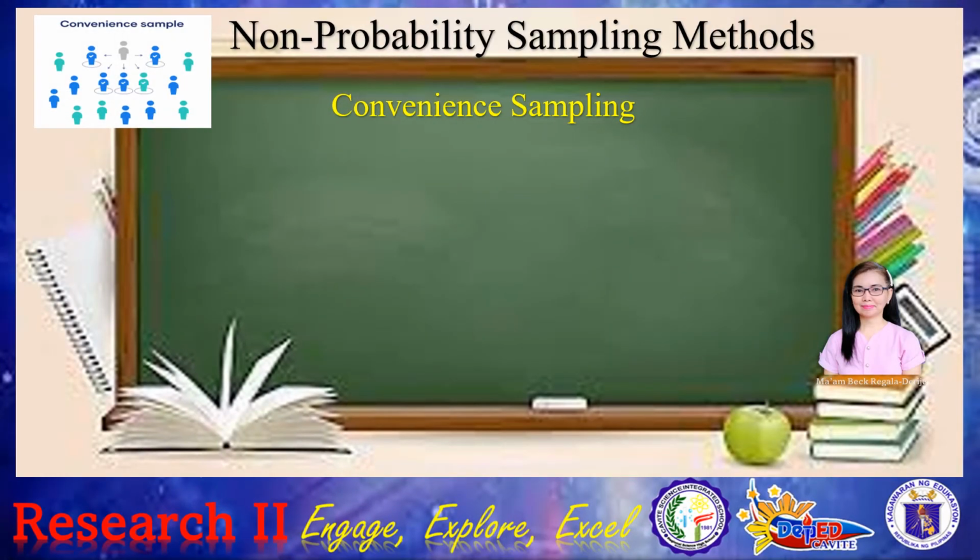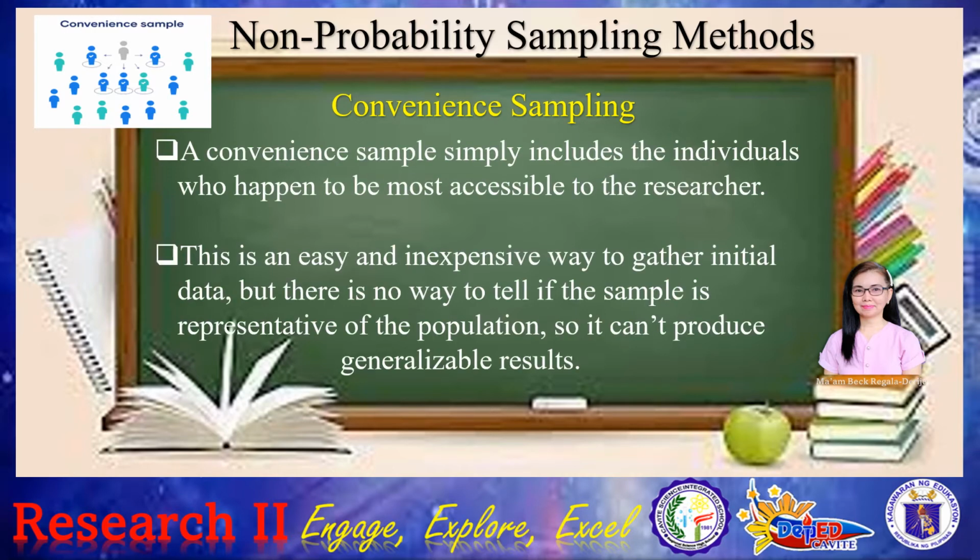So first we have convenience sampling. A convenience sample simply includes the individuals who happen to be most accessible to the researcher. So pag sinabing most accessible, ito yung malapit sa researcher. Ito yung madaling lapitan ni researcher. This is an easy and inexpensive way to gather initial data, but there is no way to tell if the sample is representative of the population, so it can't produce generalizable results.